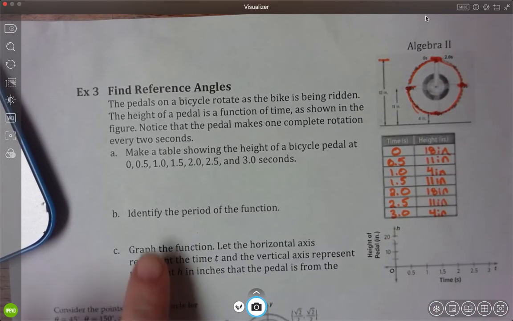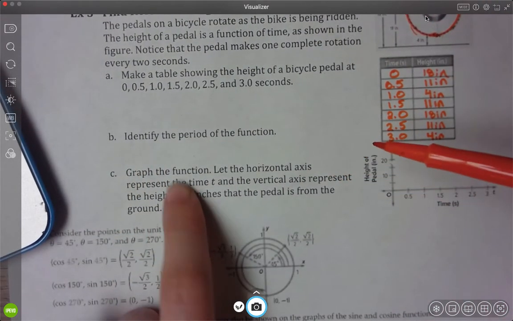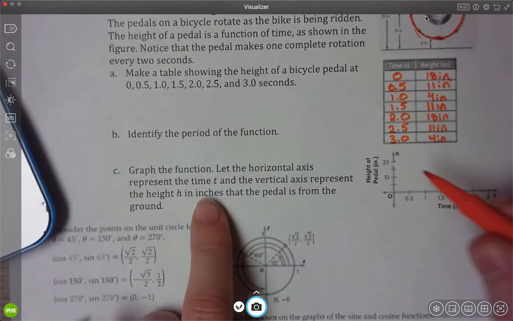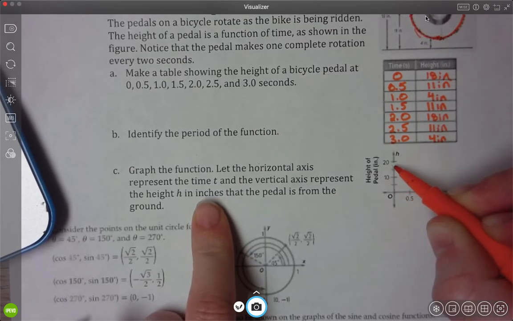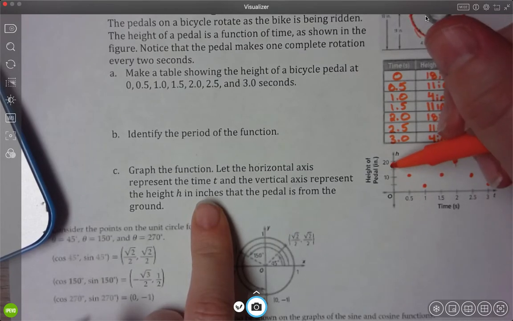Now, identify the period of this function. I'm going to go ahead and do part C before we do part B. Let's graph the function. So at 0, we are at 18 inches, which is up there somewhere. At 0.5, we're at 11 inches, which is here. At 1, we are at 4 inches, so down here. At 1.5, we're back up at 11. And at 2, we are at 18 inches. And then we do the process over again, so 2.5 is going to be at 11 inches, 3 is going to be at 4 inches.